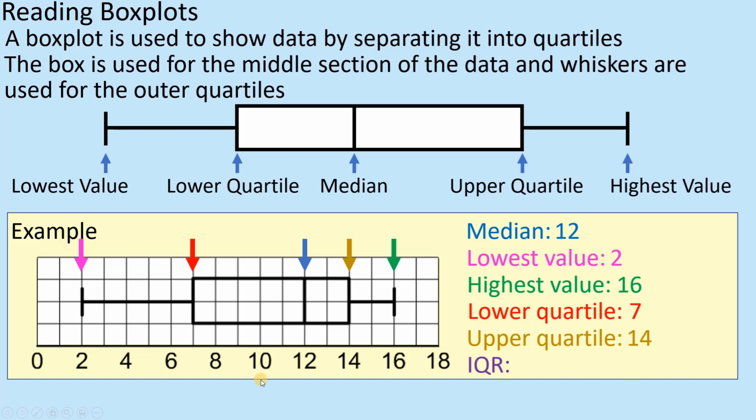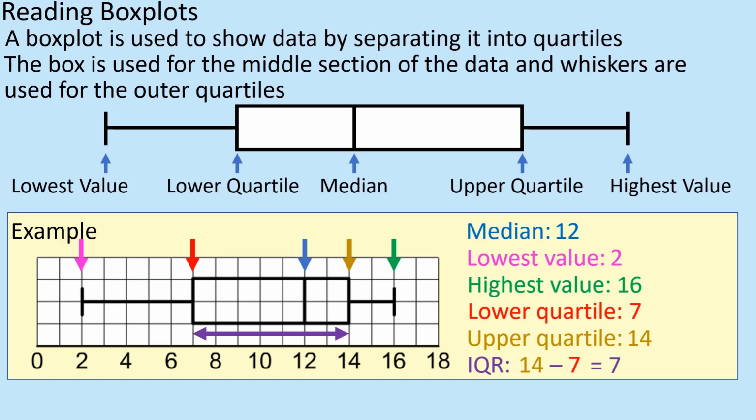But the interquartile range, because we're talking about the quartiles, the upper and lower, is the range between these two little beauties here. Looking at this one, which was 14, and this one, which was 7, the interquartile range is the distance between those two, which you can see from that lovely little purple arrow, is 14 take away 7, which is, of course, 7.